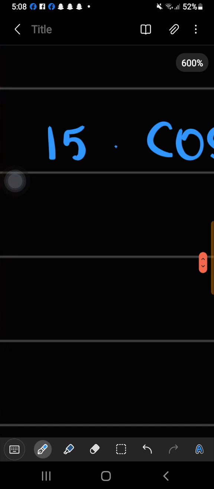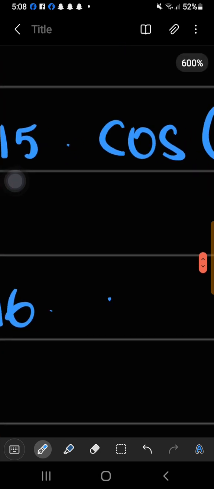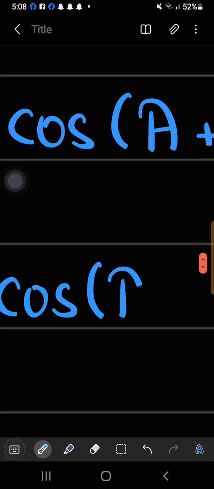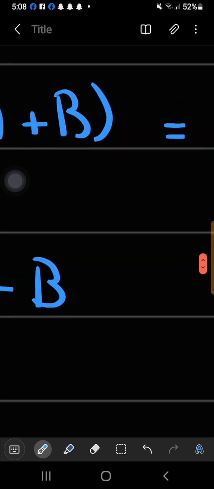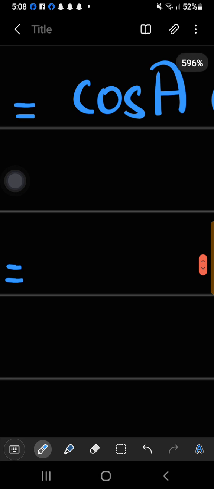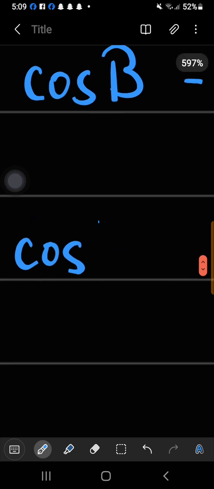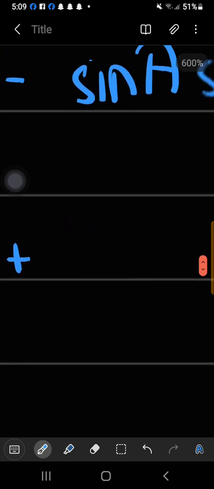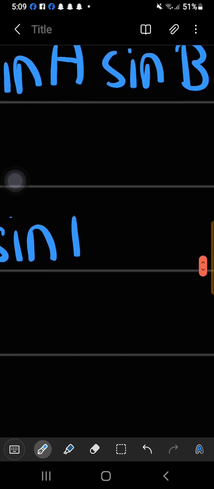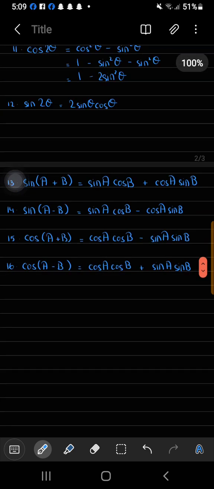Then the 16th is here, cos a minus b is equal to cos a cos b, change the sign, plus sin a sin b. Okay, so 16 complete. Now 4 are remaining, we will discuss them now, and we will complete it with the 20 properties or identities.